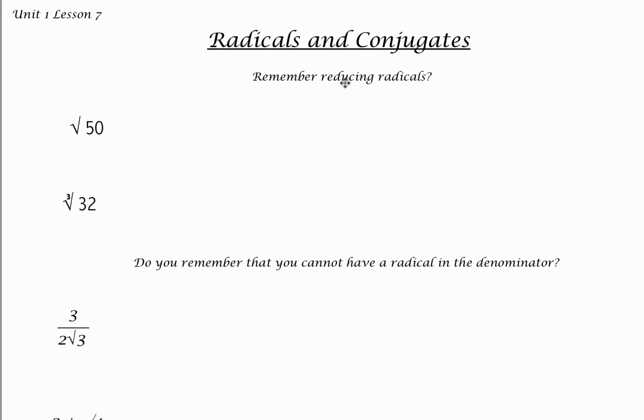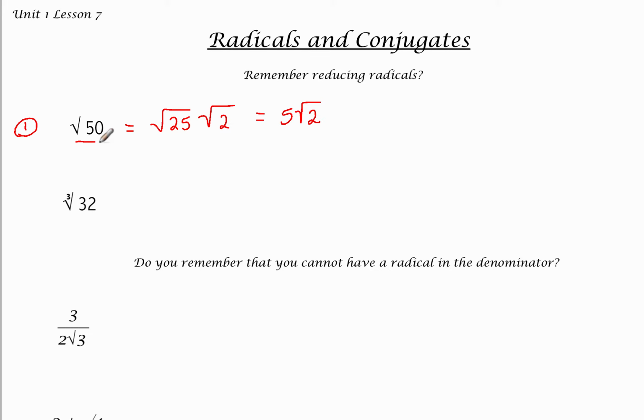So remember reducing radicals? Here, we'll call this example 1. You have the square root of 50. In order for us to work with the square root of 50, we'd like to break it down into the smallest possible numbers. So we look for the biggest perfect square that goes into 50. The square root of 25 is 5, and then we can't take the square root of 2. These are the same numerical values. If you put them on a calculator, you'll get the same decimal.